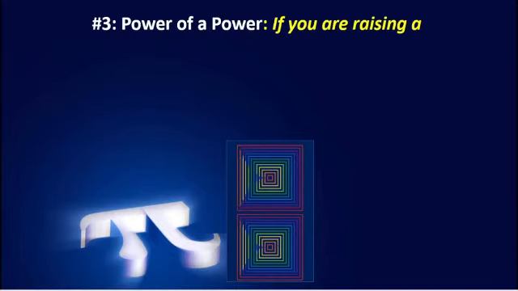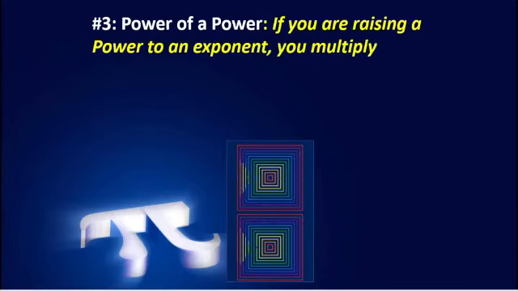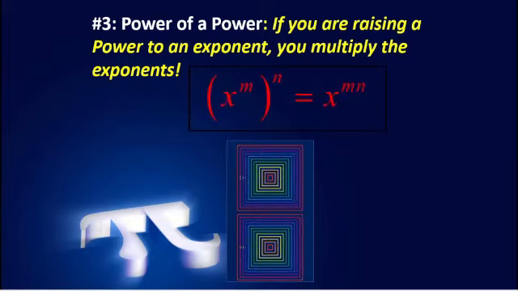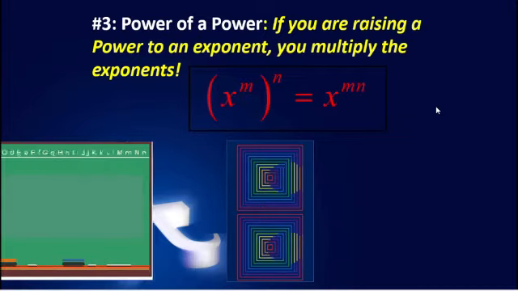Power of a power. If you are raising a power to an exponent, you multiply the exponents. So example, meron tayong x to the nth quantity raised to the nth. So pag meron tayong exponent sa loob, and then may exponent tayo sa labas, so ang gagawin lang natin is to multiply the two exponents. So copy lang natin yung base dito na x, then multiply natin yung exponent sa loob at sa labas. So that is m times n. Example.